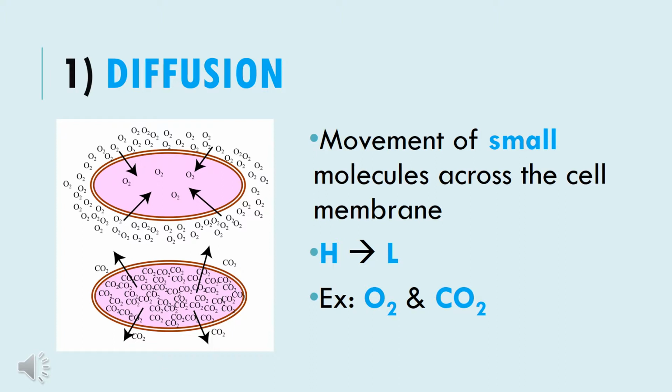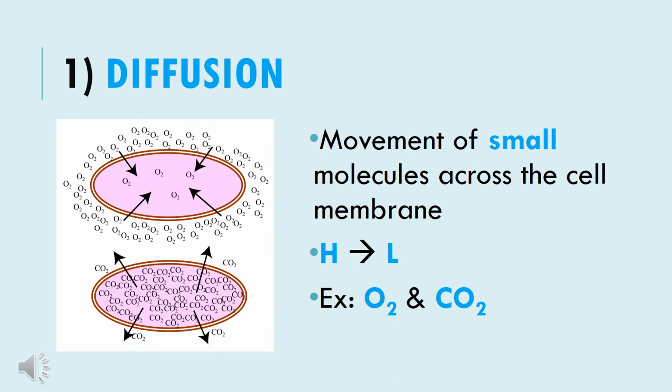If you look at the picture on the left-hand side, the top cell has a high concentration of oxygen outside of it. You will notice that there are arrows pointing to the inside of the cell where there's much less oxygen. The cell membrane will allow that oxygen to diffuse into the cell because it's going to use the oxygen in order to produce energy. Now, as a byproduct of producing that energy during cellular respiration, carbon dioxide is produced.